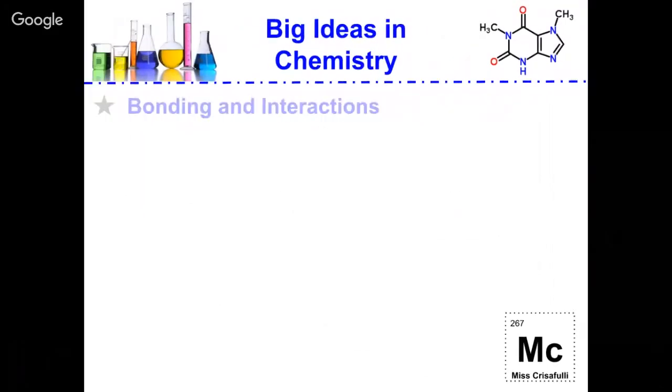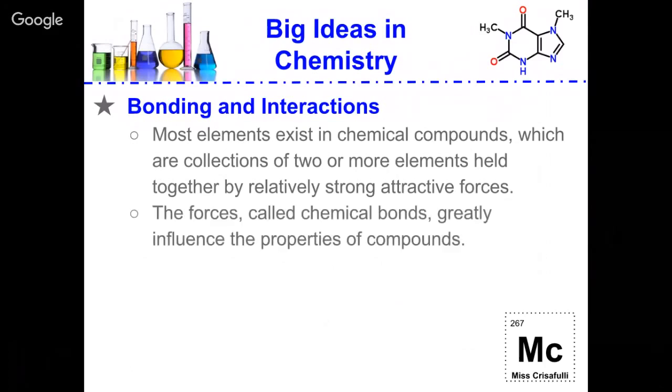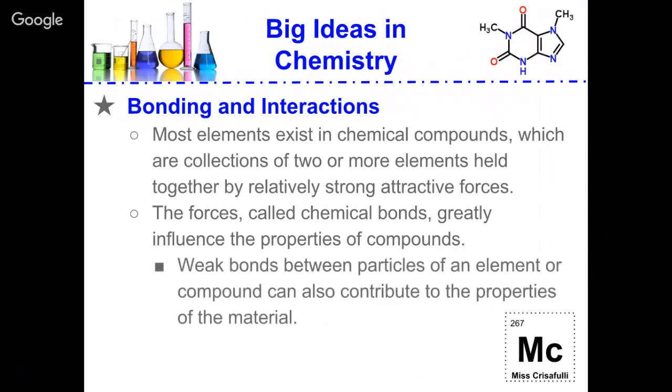The next big idea is bonding and interactions. Most elements can exist in chemical compounds, which are collections of 2 or more elements held together by relatively strong attractive forces. The forces called chemical bonds greatly influence the properties of the compounds. And weak bonds between particles of an element or a compound can also contribute to the properties of the materials. We will discuss these in great detail.